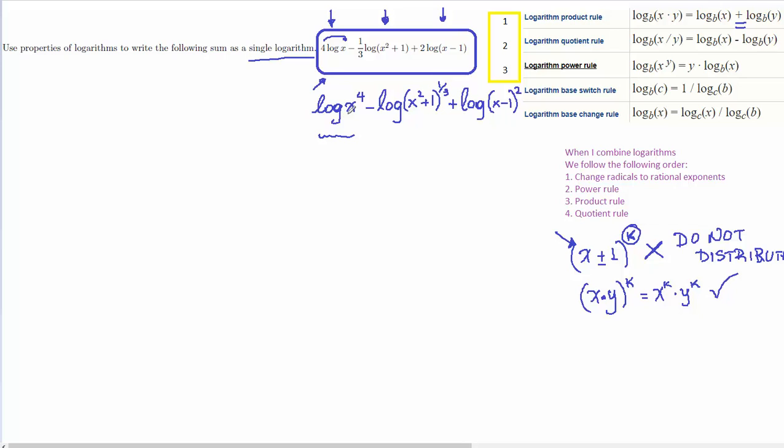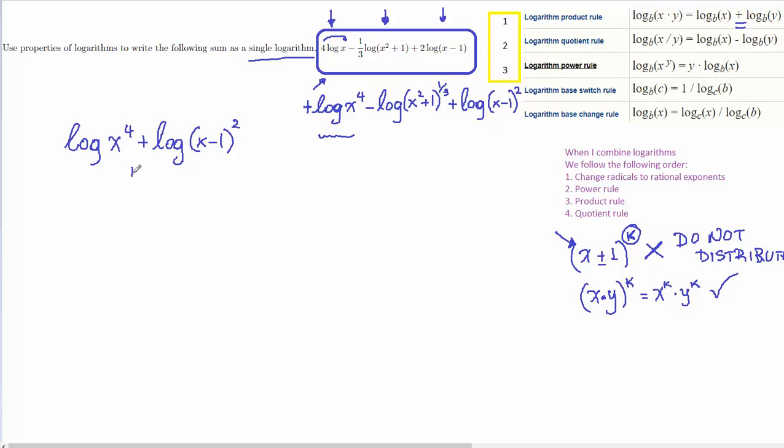So now we should apply the product rule. Now remember that by applying the product rule, it means that you take all the logarithms that have a plus sign in front of them and you add them together. So I have log of x to the fourth plus log of x minus 1 squared. So these are the two logarithms to which I will apply the product rule. I ignore the middle term for the moment, because it has a minus sign, and I will work with that in the next step.